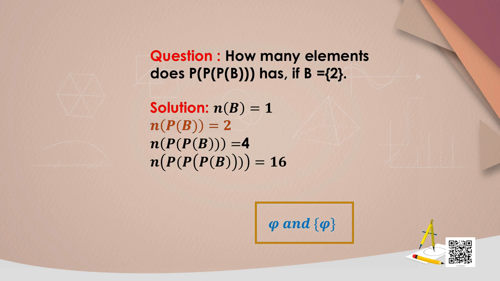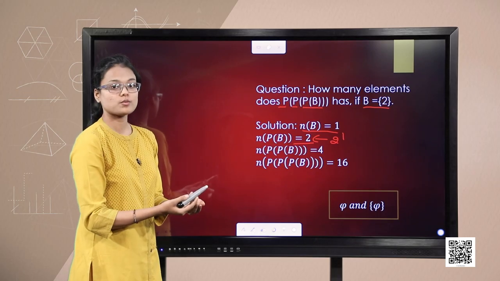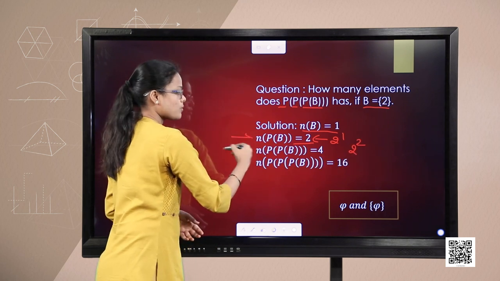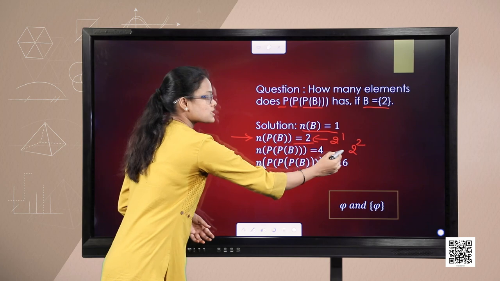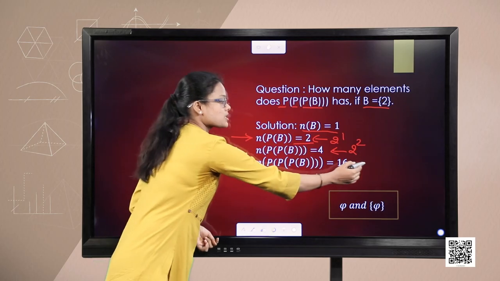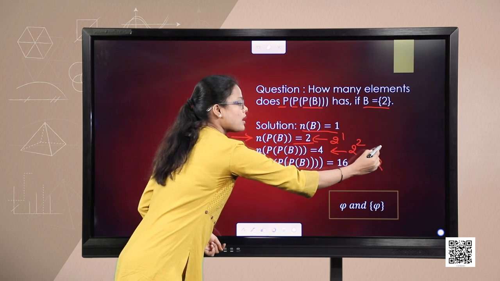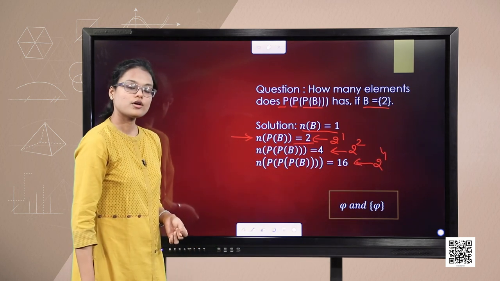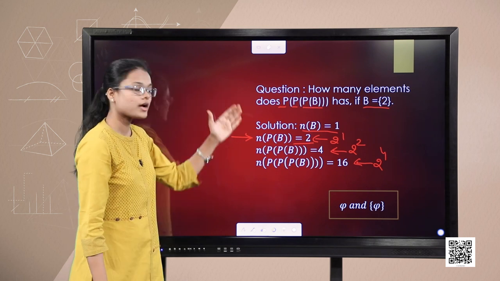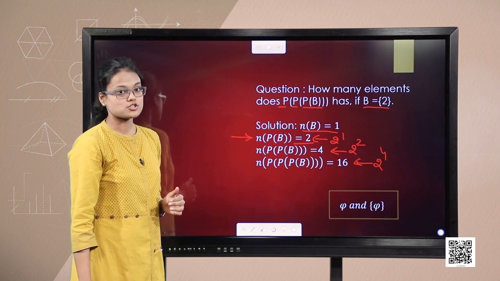So, the number of elements in the power set of the power set of B will be 2 raised to power 2, as we can see and observe from the previous step. So, this gives us how many elements? 4. Lastly, what we wanted: the number of elements in the power set of the power set of the power set of B, which gives us 16. How? 2 raised to power 4, which gives us 16. Hope you have understood how you can find answers to such questions.